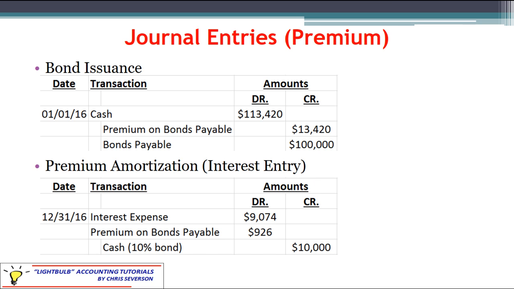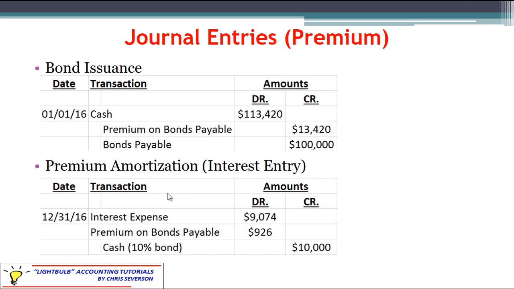So now to really drive this home, let's take a look at the journal entries related to both a premium and a discount. In the premium example here, we're going to issue the bond at a price of $113,420, and we'll see where that amount comes from. The bonds payable here is $100,000, so the difference is a premium of $13,420. That's just the difference between the purchase price and the actual face value.